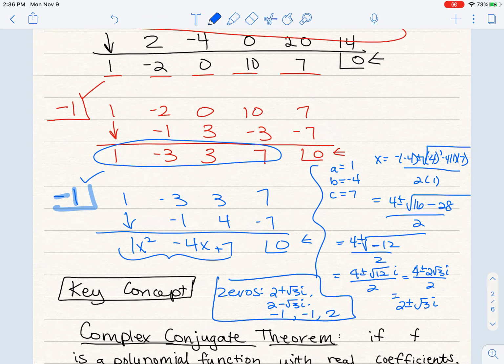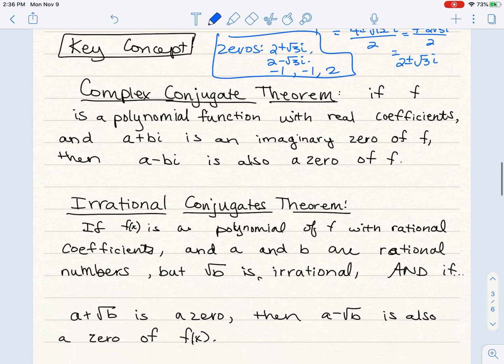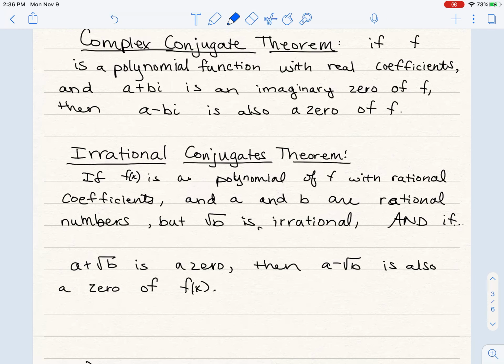Good job. So we're combining all of our ideas from the last 3 sections together. All right, here's our next key concept. It's called the complex conjugate theorem.